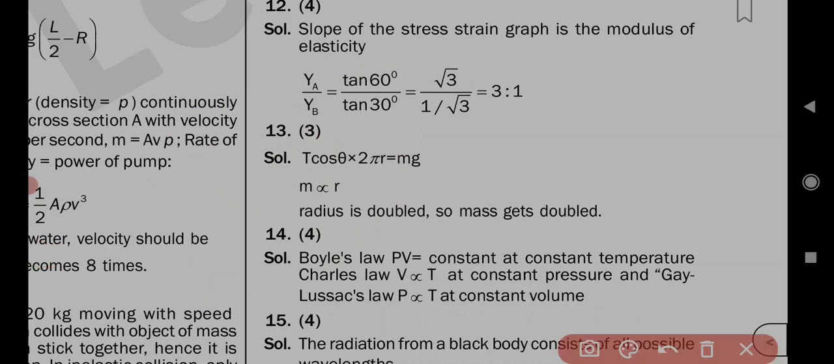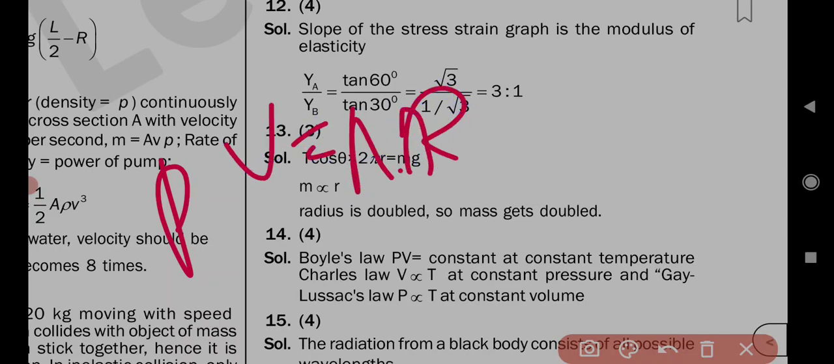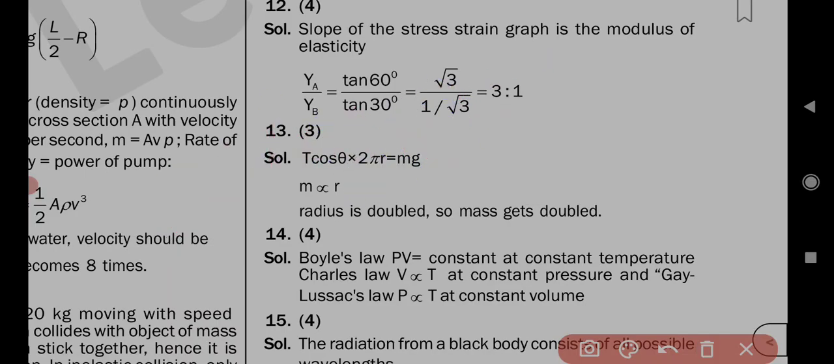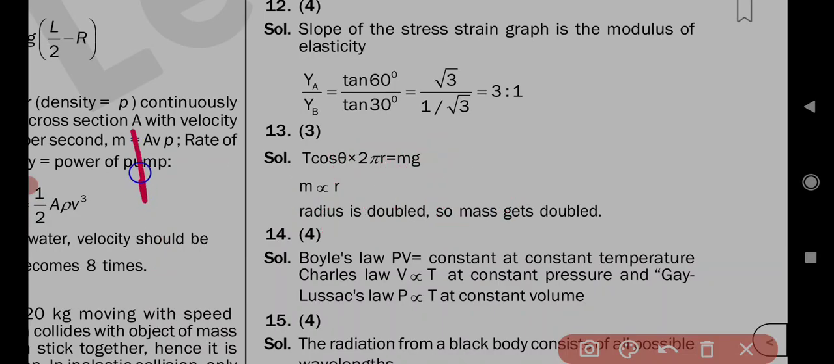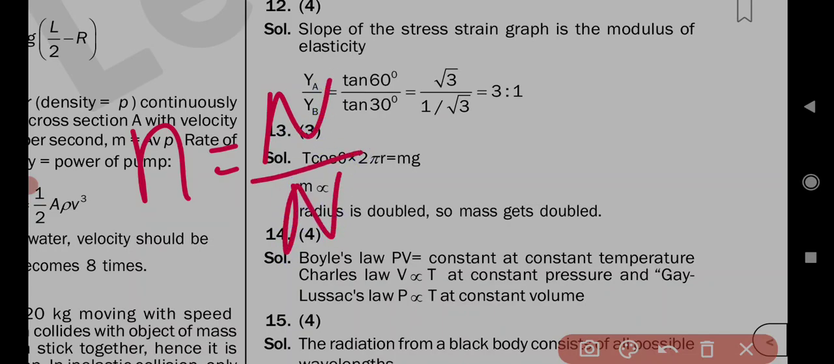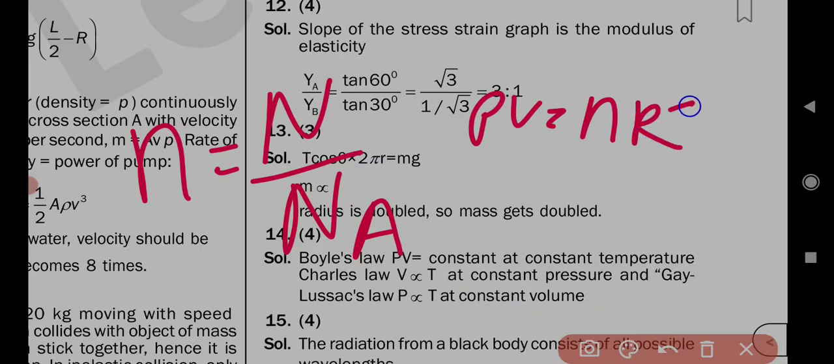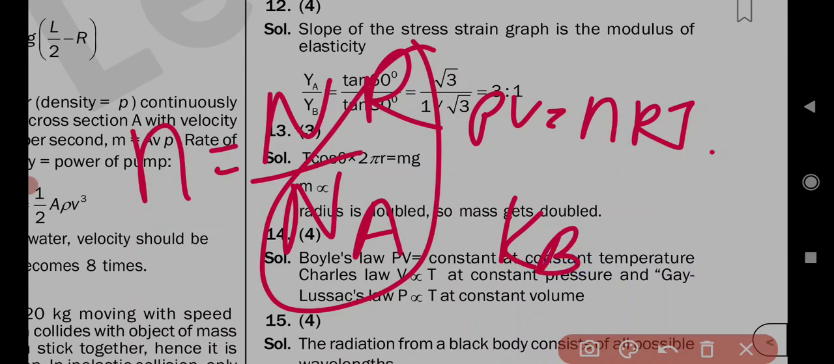Another is also there: the equation of state of an ideal gas. We know PV is equal to nRT. What we don't know is that PV is also equal to N kB T. Here small n is equal to N by Na. In PV equals nRT, R by Na is nothing but kB, the Boltzmann constant. So instead of R by Na, we'll write kB.